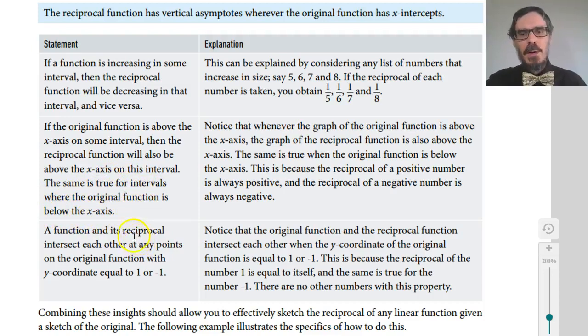And this is something I noted as we went past earlier. The function and its reciprocal will intersect anywhere the original function was 1, because the reciprocal of 1 is 1. This will also happen at -1, because 1 over -1 is -1. So the original function and its reciprocal will intersect anywhere where the original y coordinate was 1 or -1.